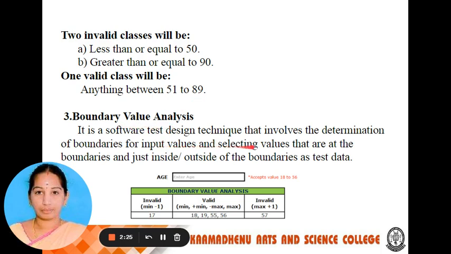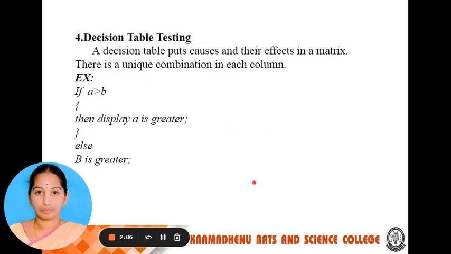Third one is boundary value analysis. It sets boundary values for input, and with that boundary only, we need to give the input. Here, less than 17 is invalid, and greater than 57 is also invalid. Between 17 and 57 are valid test cases.